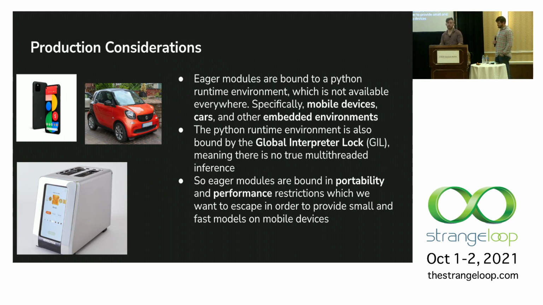The Python runtime environment is crucially bounded by the global interpreter lock, which makes a lot of things easier, but means you will not have true multi-threaded inference. So to get the same throughput you would get without the GIL, you're going to have to scale up more server-wise, and that, again, gets expensive. So these eager modules are bound in portability, where does Python run, and in performance because of the global interpreter lock. We want to escape these restrictions in order to keep using our PyTorch models, particularly in contexts like mobile devices.